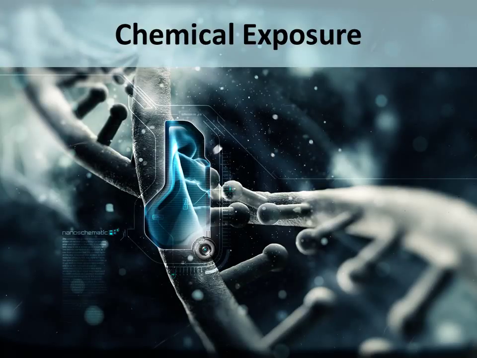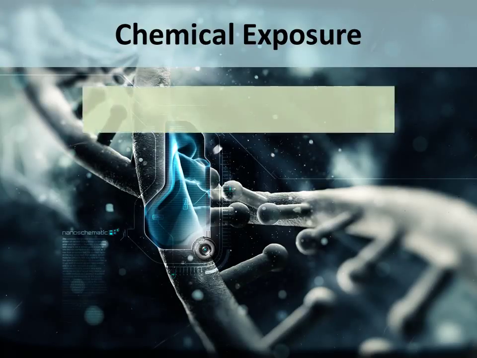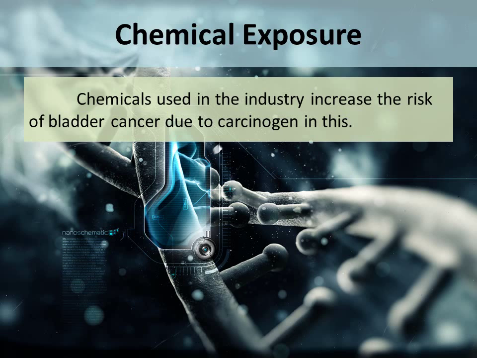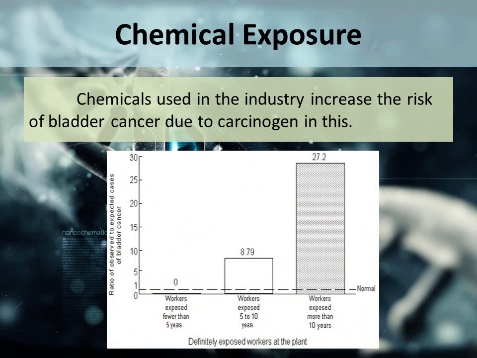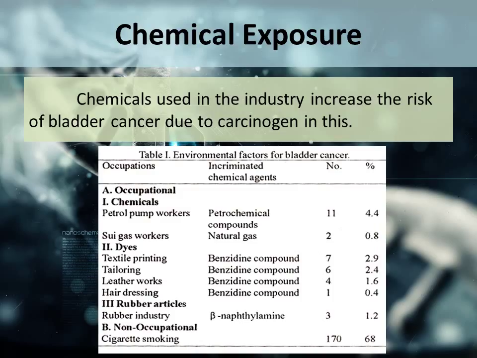The fifth is chemical exposure. Having exposure to chemicals used in industry which contain carcinogens such as anilines, benzene, aldehydes, beta-naphthylamine, and polycyclic aromatic hydrocarbons, including rubber, plastic, leather, textile, and paint manufacturing and painting, including jobs such as mechanics, miners, hairdressers that expose hair dye, and drivers.